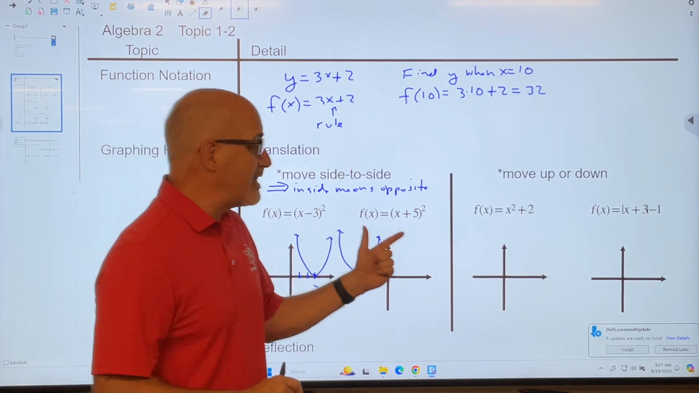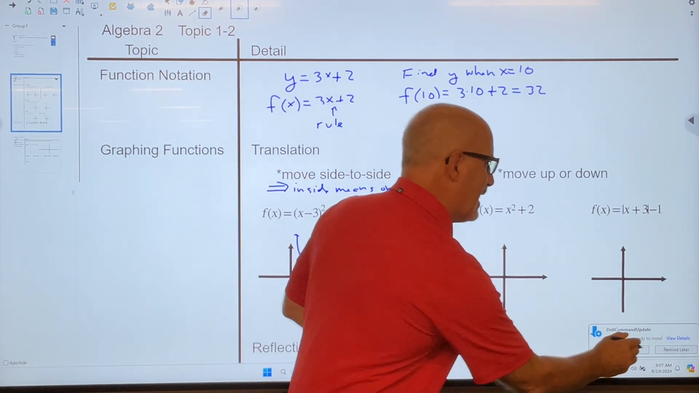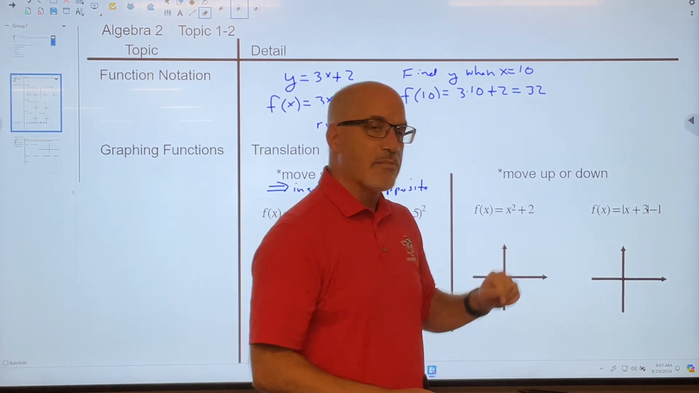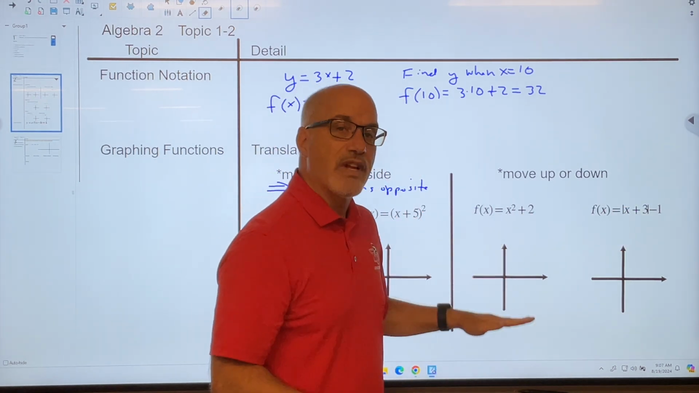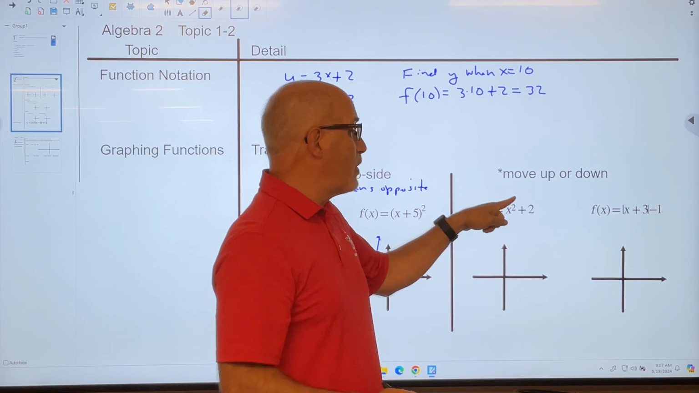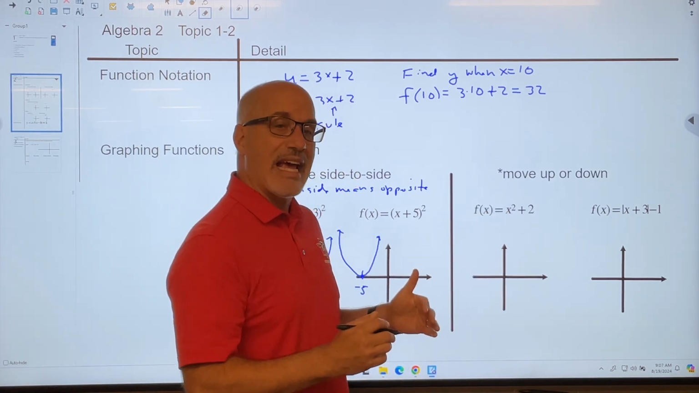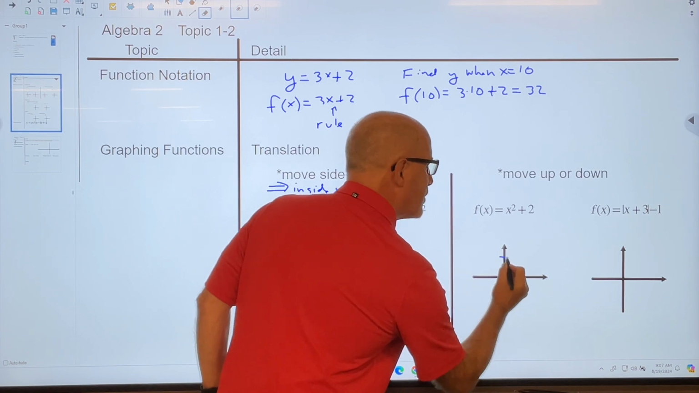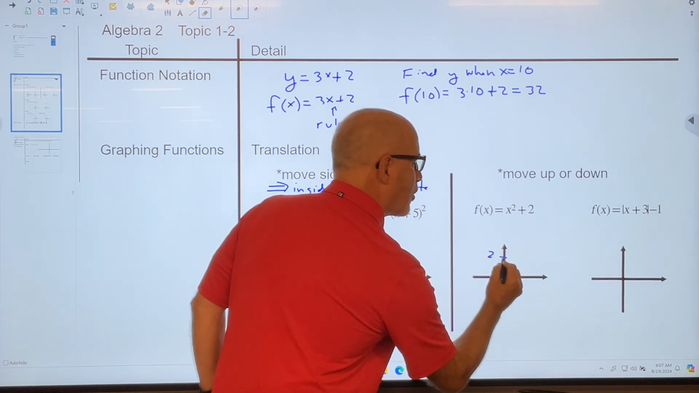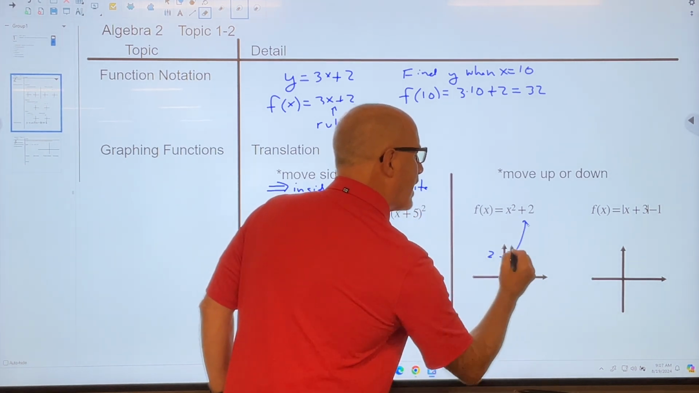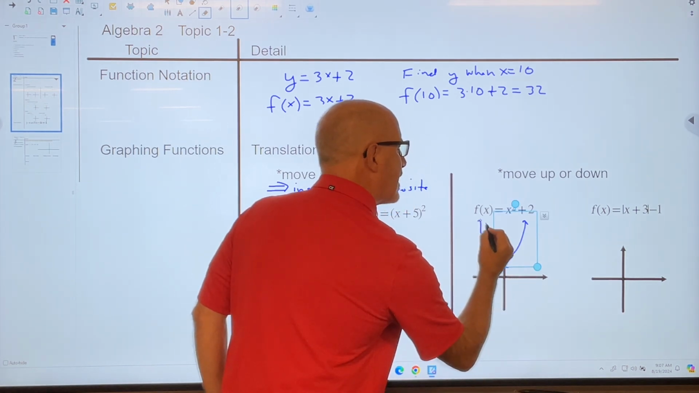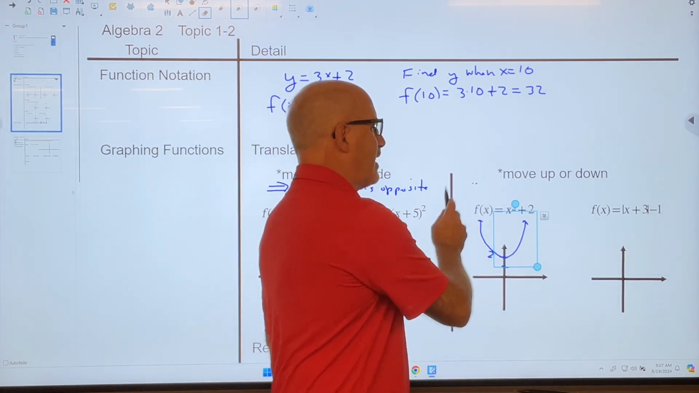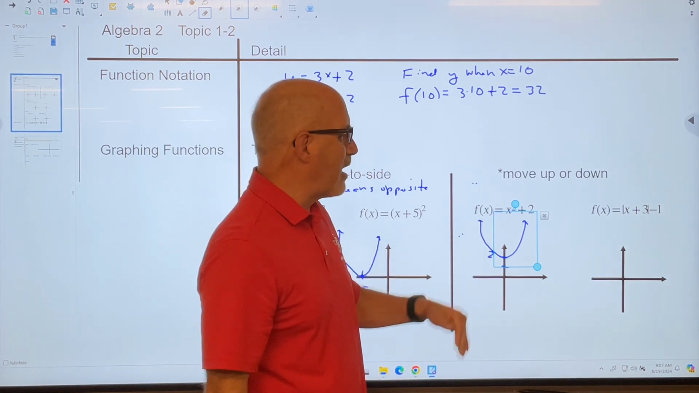Now, if instead it's on the outside of the equation, like this plus 2 and this minus 1, that's going to move it up and down. So when you see this, it does go in the exact same direction. With this plus 2, I'm going to go up to 2, and I'm going to draw my parabola going upwards. This is just a sketch. So for my graph, it's just going to be up at positive 2.